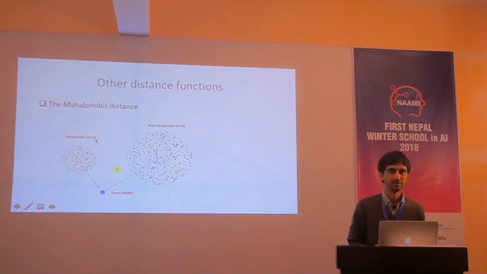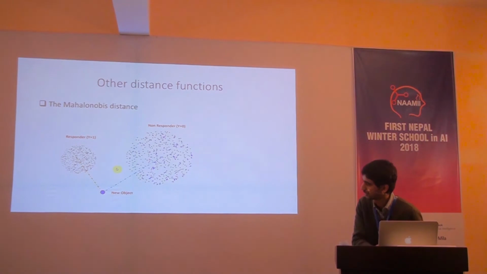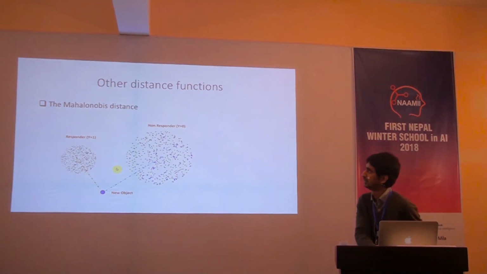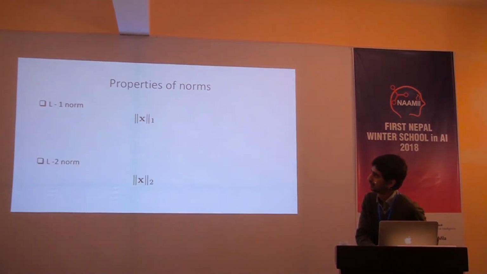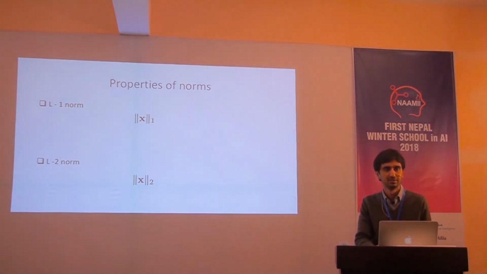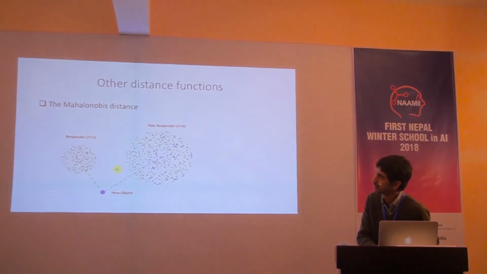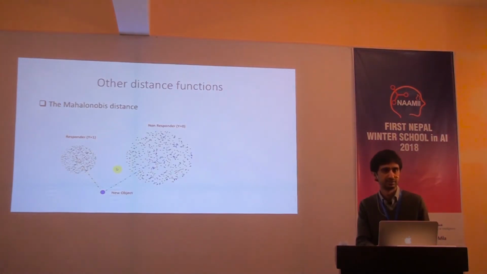Did you learn about covariances? Not covariances. Okay, so this is just an intuition. We talked about L1 norm and L2 norm as distance functions, but there are other distance functions. One of them is called the Mahalanobis distance.